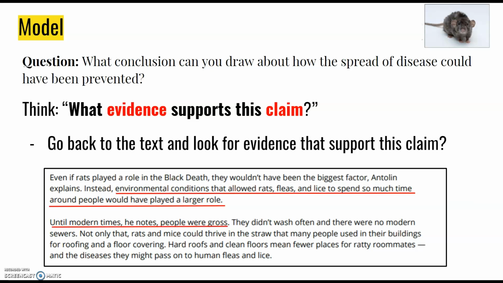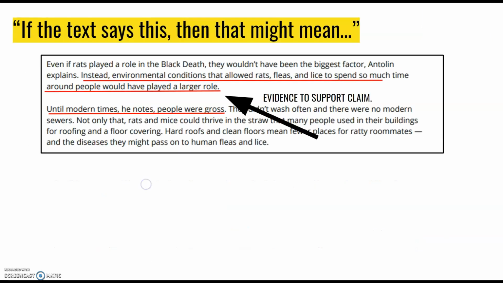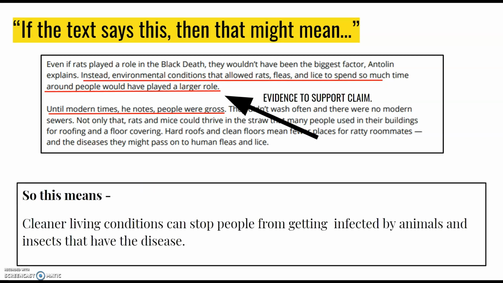So the claim is that there's something that could have prevented the disease from spreading. Well, the text states environmental conditions that allowed rats, fleas, and lice to spend so much time around people would have played a larger role. Until modern times, he notes, people were gross. So I have to think, if the text says that environmental conditions allowed the spread of the disease and that people were gross, I have to draw the conclusion, and I'm thinking that cleaner living conditions can stop people from getting infected by animals and insects that have the disease.